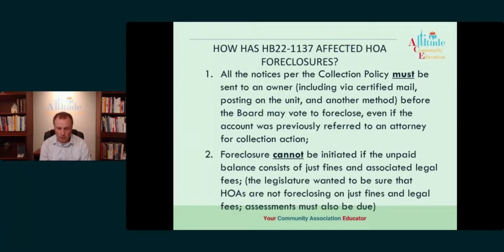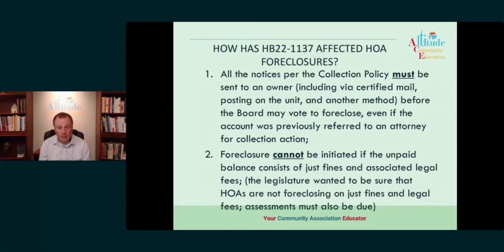So anytime you churn a file over to our office, we're going to make sure that all of the collection policy notices have been sent to the owner. If they haven't been sent, we're going to send it back to you and say, look, you need to take care of all this. And then once that is done, you can have the vote to foreclose and send it back to our office, and then we can take further steps.